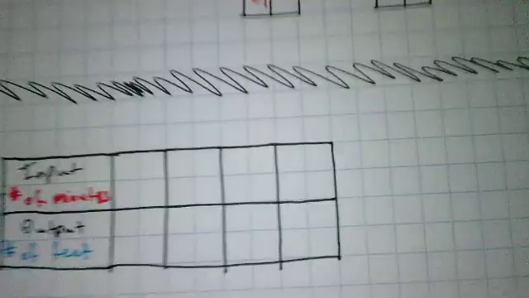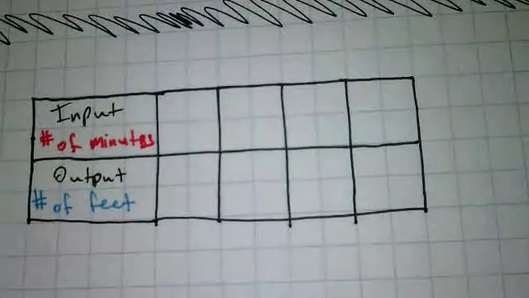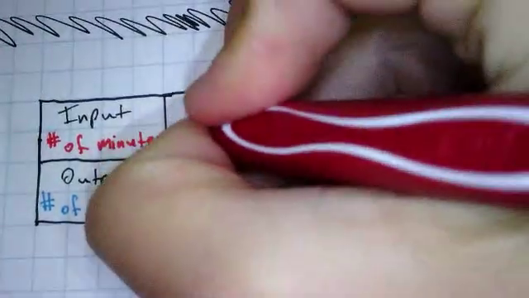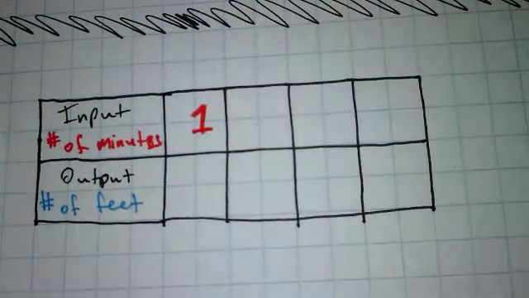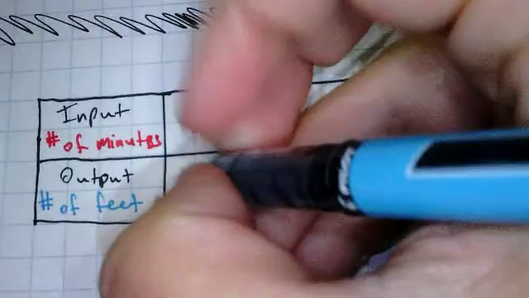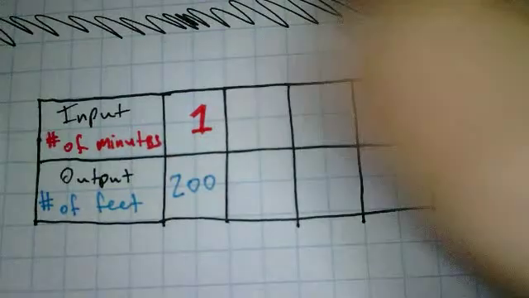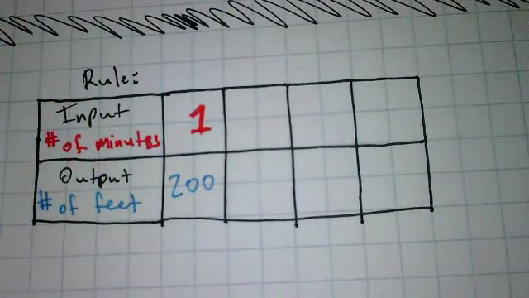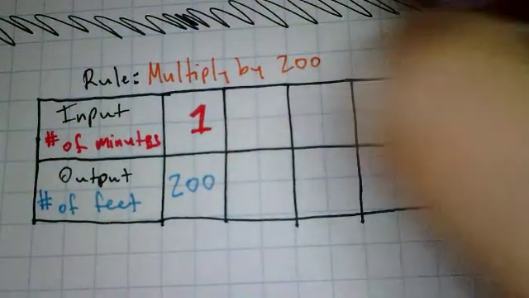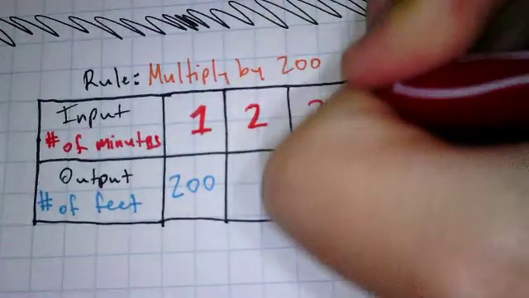Okay, so looking at this, we know how many feet he walks in 1 minute, right? It tells us. How many feet does he walk in 1 minute? Henry? 200. 200 feet in 1 minute. So, what's my rule here going to be? Multiply by 200? Indeed, it is going to be multiply by 200. Now, here's the part you need to know. Our minutes are going to go up by 1 here, right?